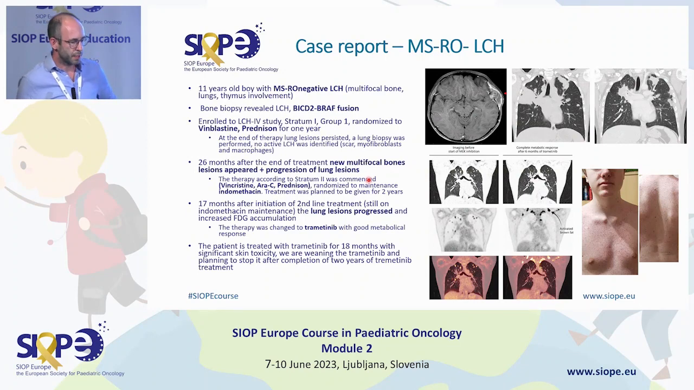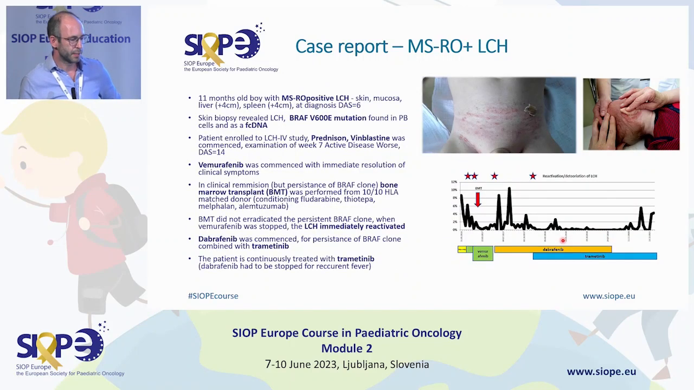We changed the treatment according to the study to vincristine, cytarabine, and prednisone, and he was randomized to have a maintenance of indomethacin, and the treatment was planned to be given for 2 years. But when he was still on the indomethacin, a new PET-avid lesion appeared in the lungs, or the lesions progressed, and we changed the treatment to trametinib with very good and, let's say, rapid metabolic response. The patient is treated with trametinib for more than 18 months, and except for skin toxicity, he's doing well. We are right now trying to wean off this trametinib, and we will see if the disease will recur or not.